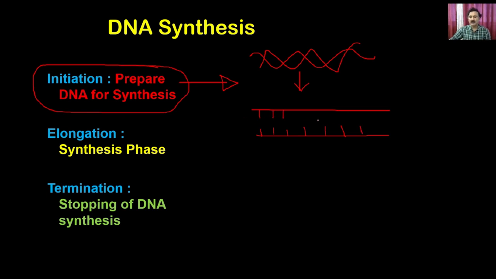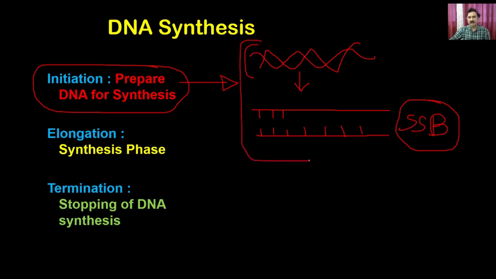And once the DNA is present as single stranded DNA, it has to be maintained as single stranded DNA by another protein, which is called the single stranded DNA binding protein. These two events, converting the double helical structure into single stranded DNA and then maintaining it so that the synthesis can go into the next phase, are called the preparative phase, and that is the initiation stage.